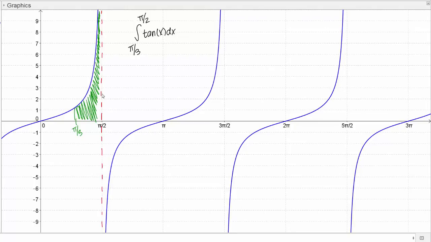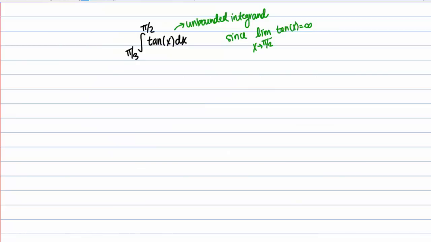So I want to see if this area maybe equals a finite value, or maybe it diverges. So let's go back to the integral. We're going to approach this in the same way we approach other improper integrals, and that's by rewriting this using a limit.